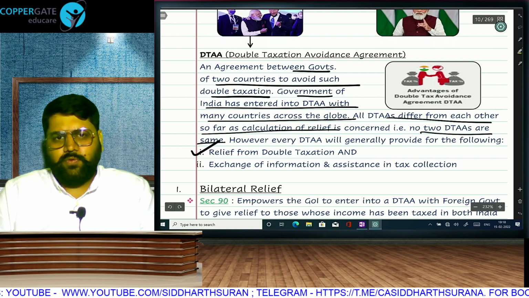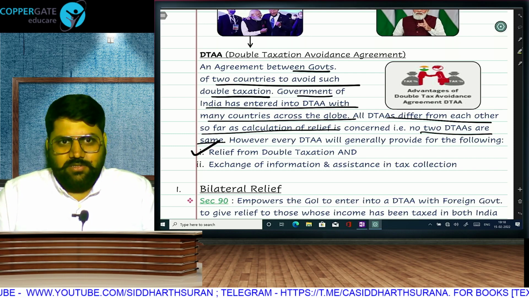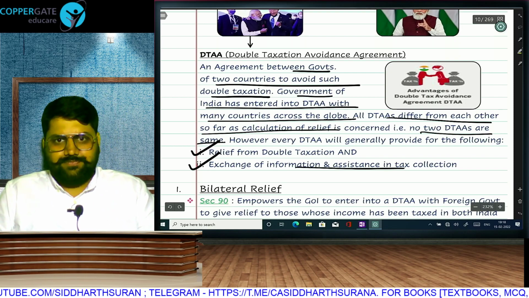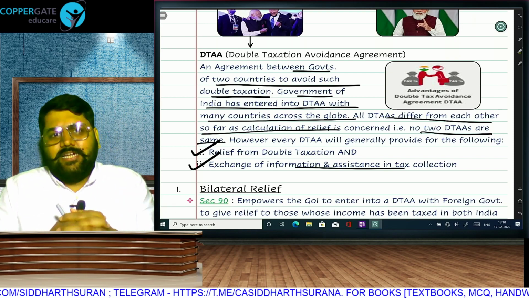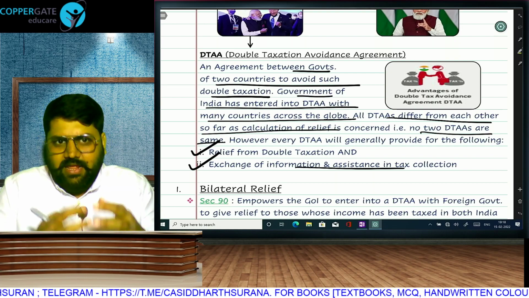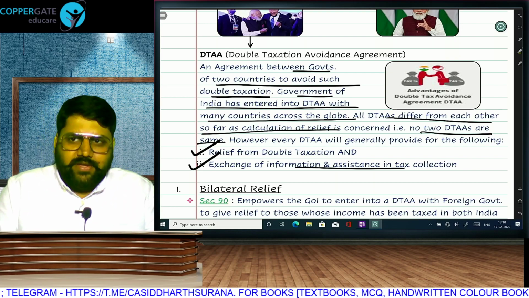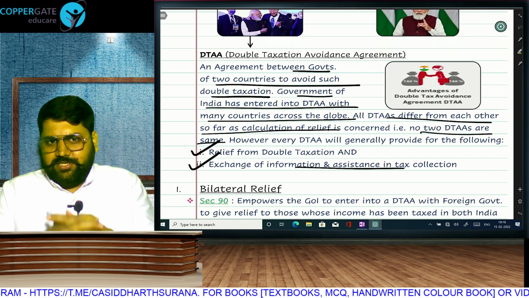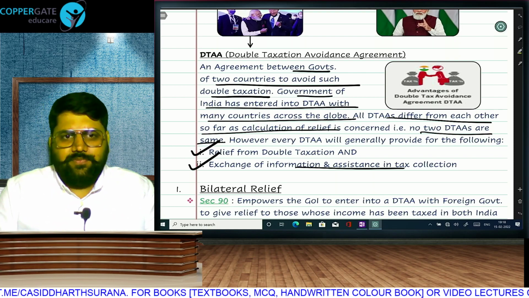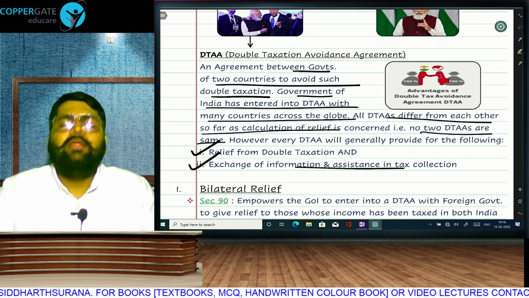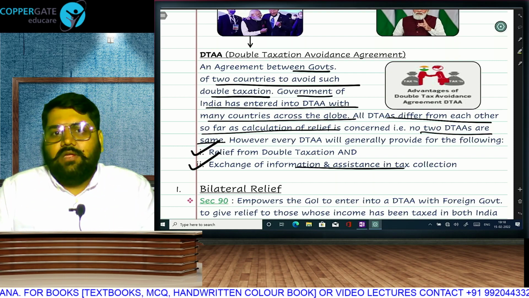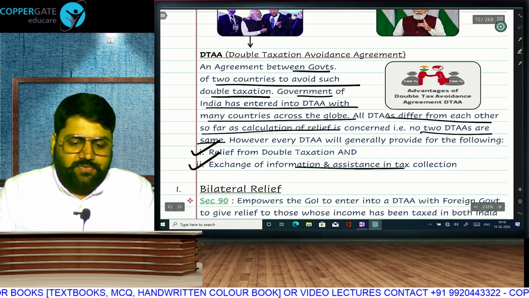But every DTAA will provide for two things definitely. One, it will give you relief from double taxation. That's the main purpose. And second, they will exchange information with each other. So, for example, if there is an agreement between India and Russia, Russia will tell India where Indians have invested money. India will tell Russia if Russians have invested money. They will exchange information with each other. So, they will give you relief and exchange information. The main two things which you will find in every agreement. Calculation may be different, but these two you will find in every agreement. Relief and exchange of information.